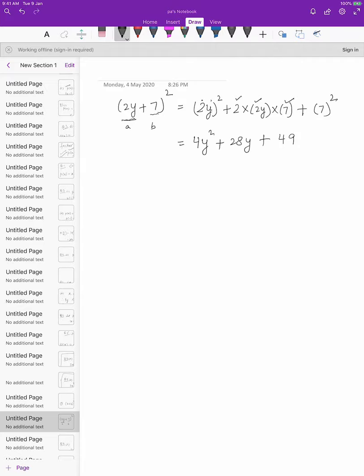In this case, children, remember one thing: when you write 2y plus 7 whole square, some of the children make this mistake that they write the first term square as 2y square, which is absolutely wrong, because the square is not only on y, it is on the entire term, that is 2y. So if you want to put square on the entire term, you have to write 2y whole square, then you can continue. So this is the main problem where you people make mistakes. So take care of this.